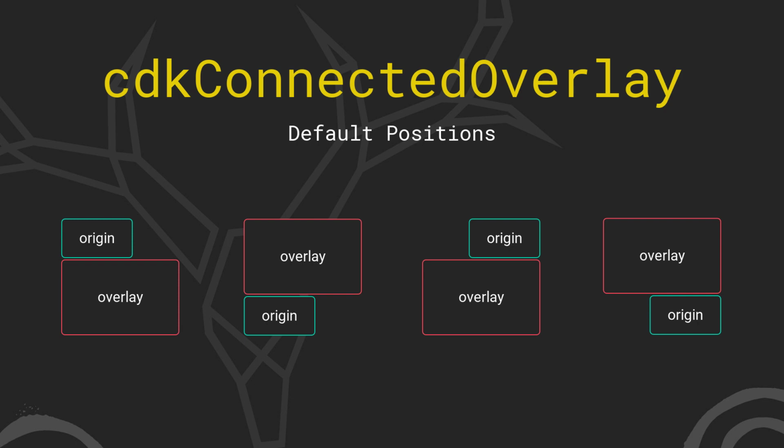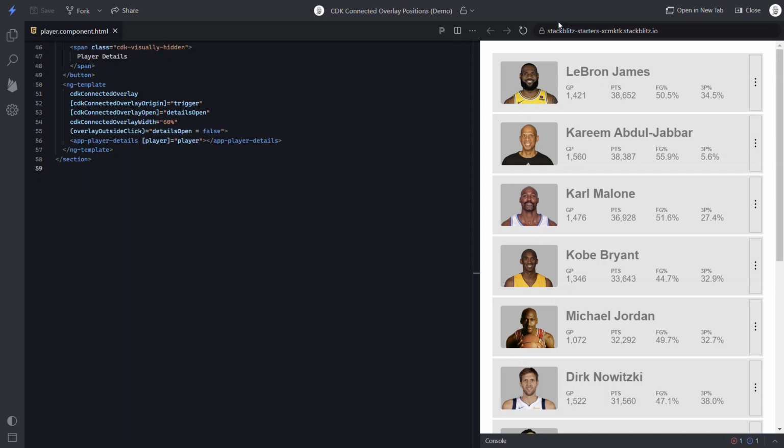Okay, how about an example? Here we have this app listing out some notable NBA players.